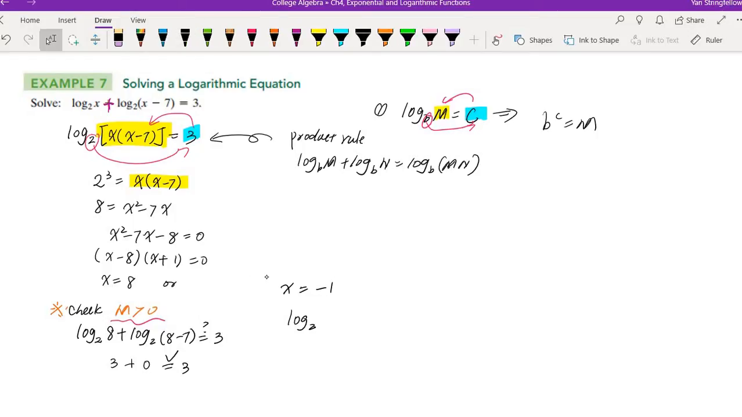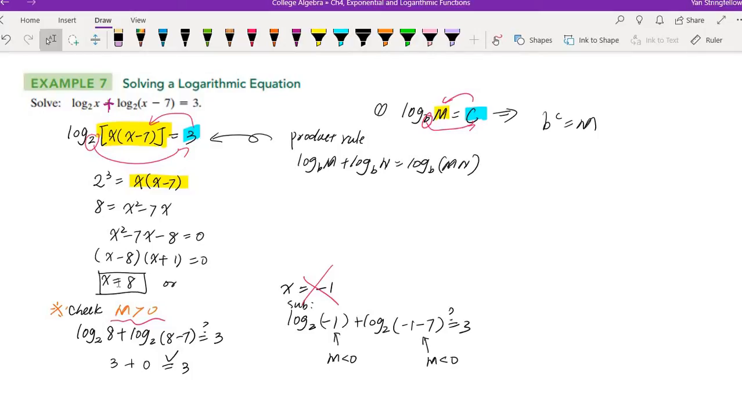Log base 2 and then negative 1. Okay, we just did the substitution. So now we're going to look at log base 2 of negative 1. This means our m is less than 0, and the negative 1, negative 7, also give us m less than 0, which means this is not our solution. The only solution we have is x equal to 8.